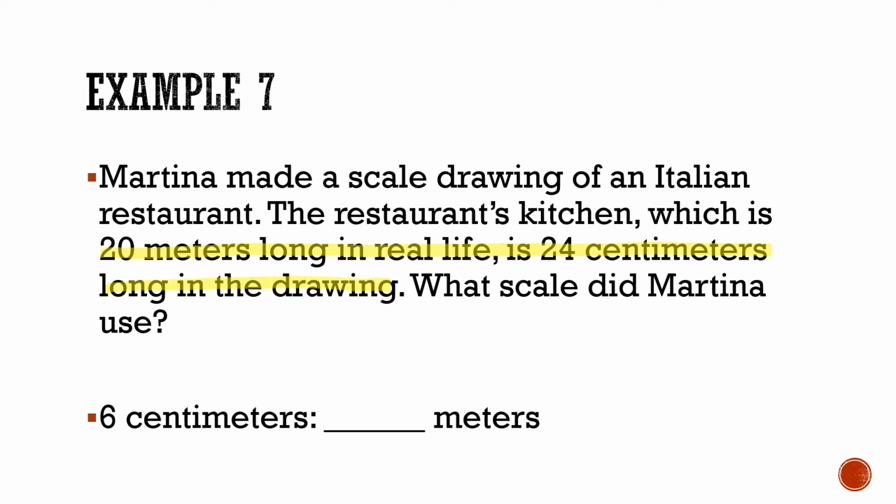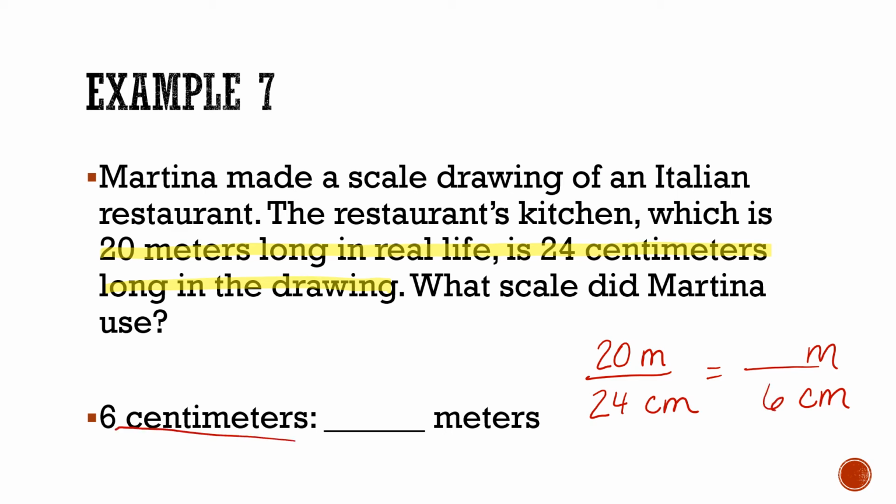So we're going to use that to set up our ratio. So 20 meters is 24 centimeters. So we're going to leave the meters on the top and centimeters on the bottom. And we're given the 6 centimeters here. So we're going to put 6 on the bottom. So how do we go from 24 down to 6? We divide by, and we know we're dividing because we went down from 24 down to 6. So we're dividing by 4. And we'll divide by 4 on the top. So 20 divided by 4 gives us 5 meters.